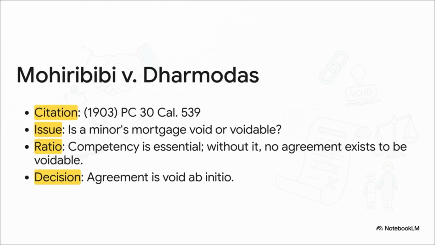Let us examine Mohiri Bibi versus Dharmadas Ghosh. Citation 1903, Privy Council 30 Calcutta 539. The decision was rendered by Justice Sir Ford North. The facts. A minor misrepresented his age to borrow 20,000 rupees from a moneylender through a mortgage. The issue, is a minor's mortgage void or voidable? The ratio decidendi was that competency is essential for a contract. Without it, no agreement exists to be voidable. The decision, the agreement is void ab initio. This case settled the law in India.